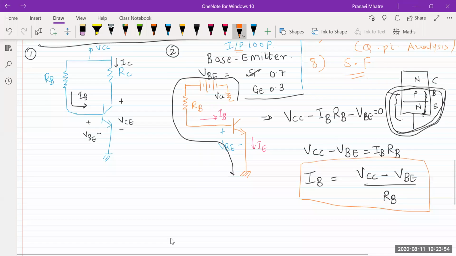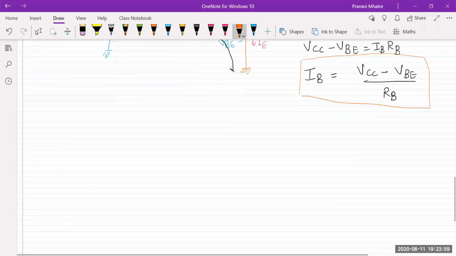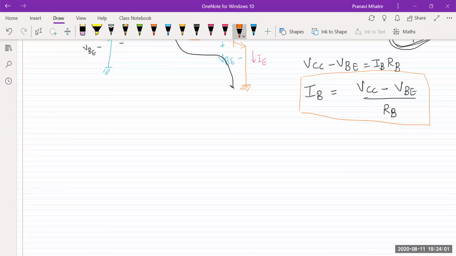So here I end with the input loop. I have calculated IB, and the answer should always be in microamps. For that purpose, always remember to put the RB value in kilo ohms and take it as it is, so that your IB will directly come in microamps. Now we are finished with the third step. I'm starting with the fourth step. In the fourth step, the formula is directly given: IC is equal to beta IB. The beta value is generally mentioned in the question. IB you have just calculated over here. Substitute those values and you will get IC.